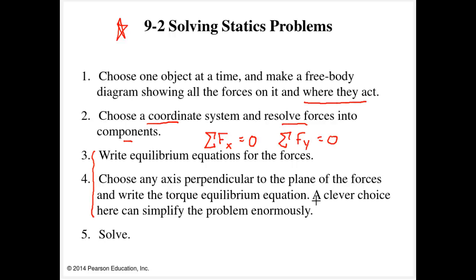And last but not least, we want to say the sum of the torques must also be equal to 0. So that is our second criterion for equilibrium. Now we have essentially 3 equations we can solve for up to 3 unknowns.